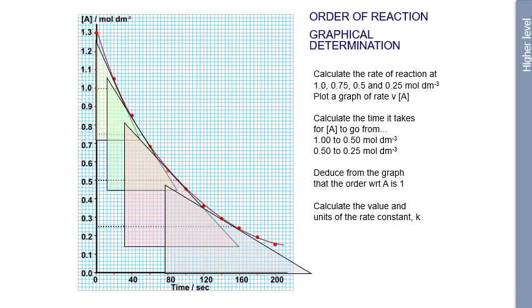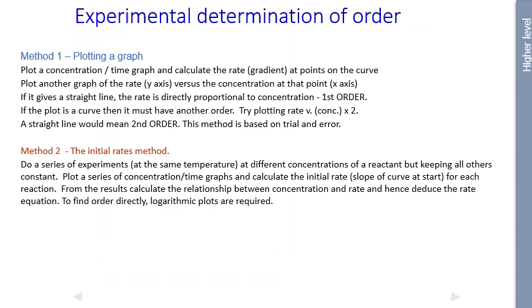Okay, so in terms of graphical determination, there's some questions there for you. Calculate the rate of reaction at 1, 0.75, 0.5, and 0.25 moles per centimeter cubed, and plot a graph of V versus concentration of A. Calculate the time it takes for concentration A to go from 1 to 0.5 moles per centimeter cubed and 0.5 to 0.25 moles per centimeter cubed, and deduce from the graph that the order with respect to A is 1, and calculate the value and units of the rate constant. So we'll be doing this actual task in class.